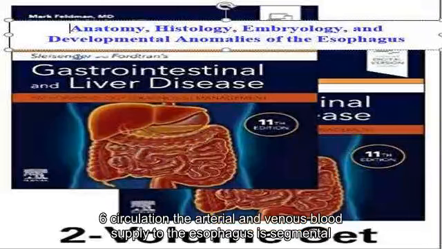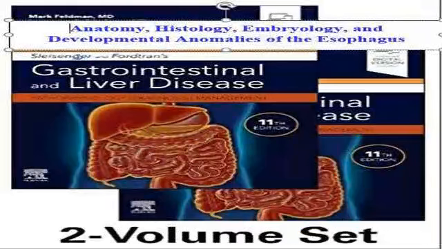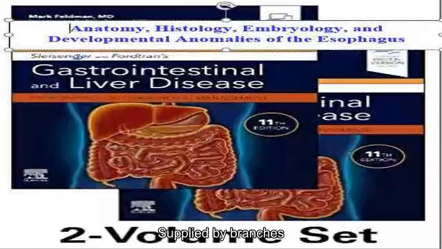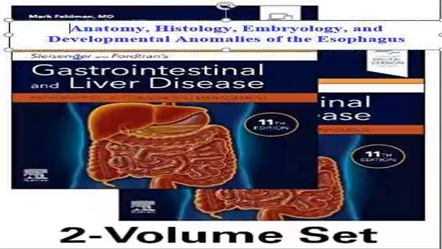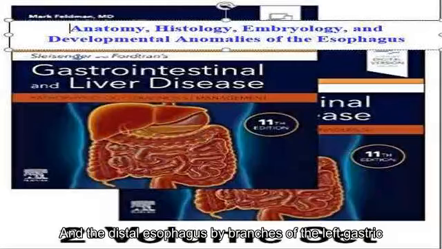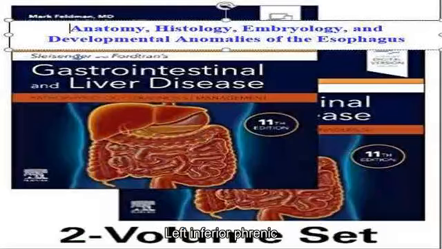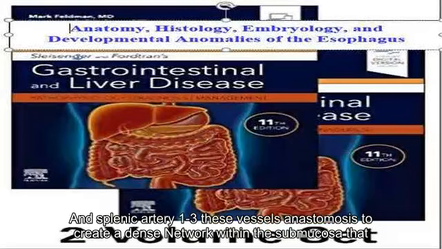6 Circulation. The arterial and venous blood supply to the esophagus is segmental. The upper esophagus is supplied by branches of the superior and inferior thyroid arteries, the mid-esophagus by branches of the bronchial and right intercostal arteries and descending aorta, and the distal esophagus by branches of the left gastric, left inferior phrenic, and splenic arteries.